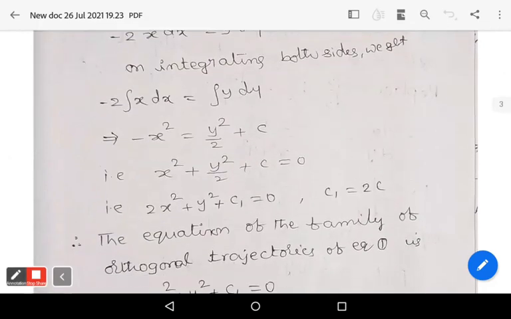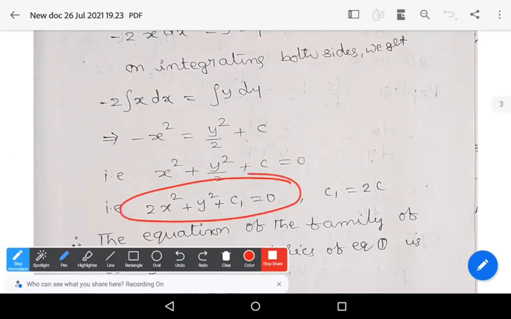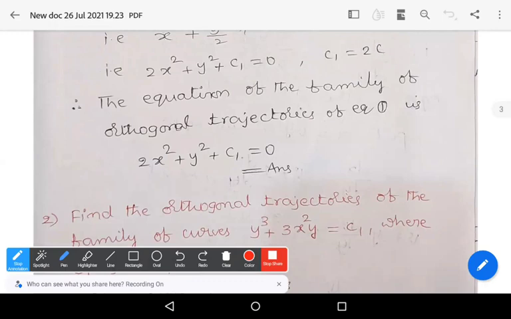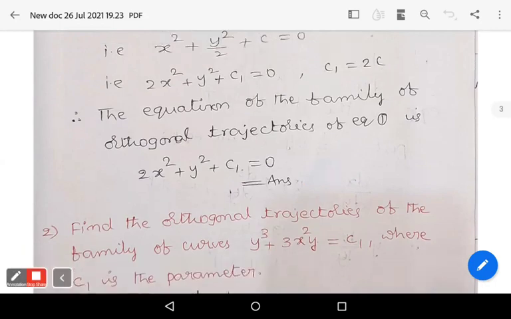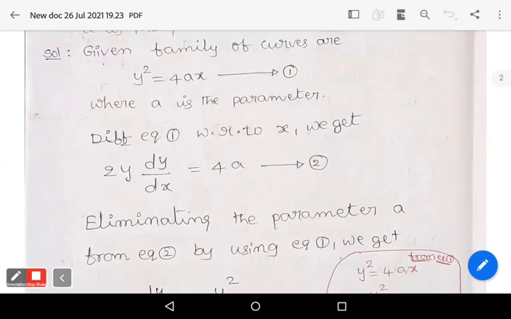Minus x square is equal to y square by 2 plus c. After simplifying, we get 2x square plus y square plus c1 is equal to 0, where c1 is equal to 2c. Therefore, the equation of the family of orthogonal trajectories of equation 1 is 2x square plus y square plus c1 is equal to 0. Observe that the theory part is very important here. You must write the theory.